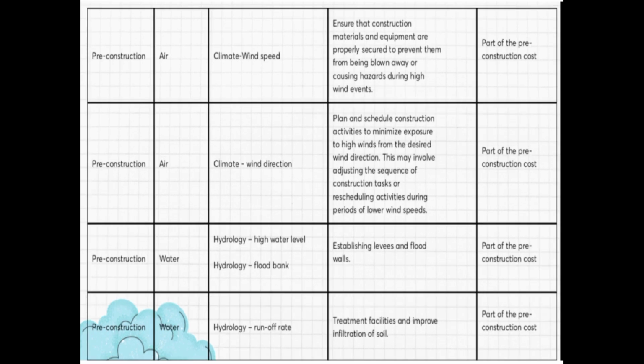So, it's the same again. Climate, under air, water, and then the predicted impacts under climate are wind speed, wind direction, high water level, and flood bank, and under hydrology, runoff rate. And it is the same as the last one that I discussed. That's all, and thank you.